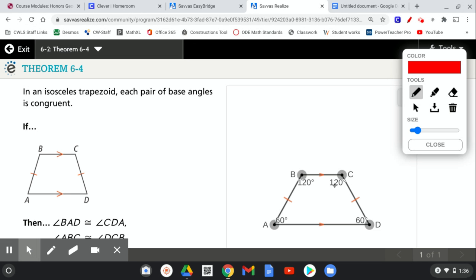So if you look at the picture over here, we have 120, 120, 60, and 60, and it also holds true the property where the same side interior angles are supplementary, because we have 120 and we have 60, so 120 plus 60 would be 180. All right, guys, so just be aware of that. Isosceles trapezoid: two sides are congruent, and also two pairs of angles are congruent as well.